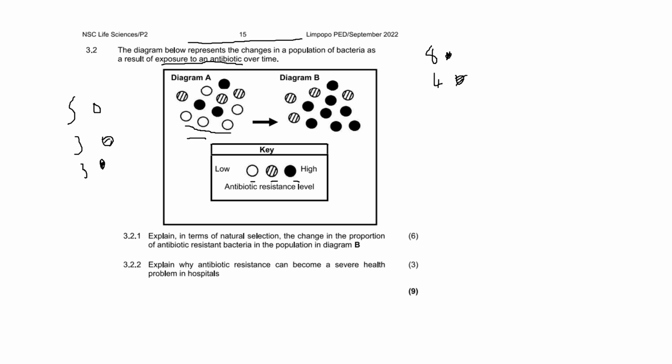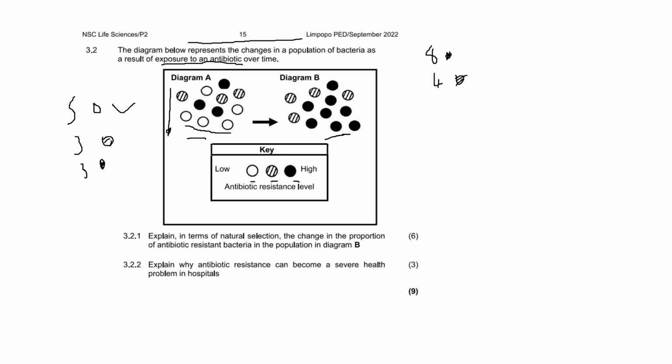So we know the first one is low antibiotic, then medium, and then high. So in diagram number 1, we had more which were having low antibiotics. In diagram B, we've got more which are having high antibiotic resistance. So in other words, before I even look at the question, in the first diagram we had more bacteria having low resistance. And then at some point, the population of bacteria started having more which are having high antibiotic resistance, meaning the antibiotic that we're using in diagram A will no longer work in diagram B, because most of them in B can fight the antibiotic.